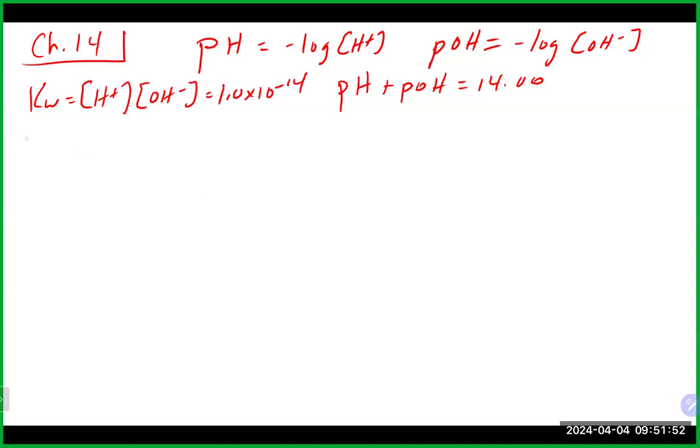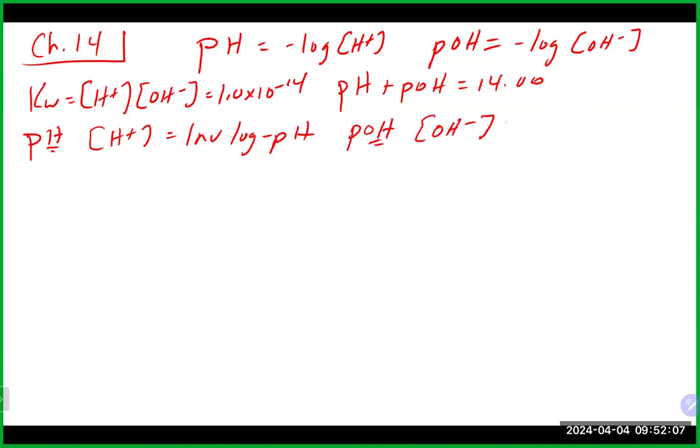If you have the pH, you can get the H plus concentration from it by taking the inverse log of the negative pH. And same thing if you have the pOH, you can get the OH minus concentration from it. Pretty much the same calculation.